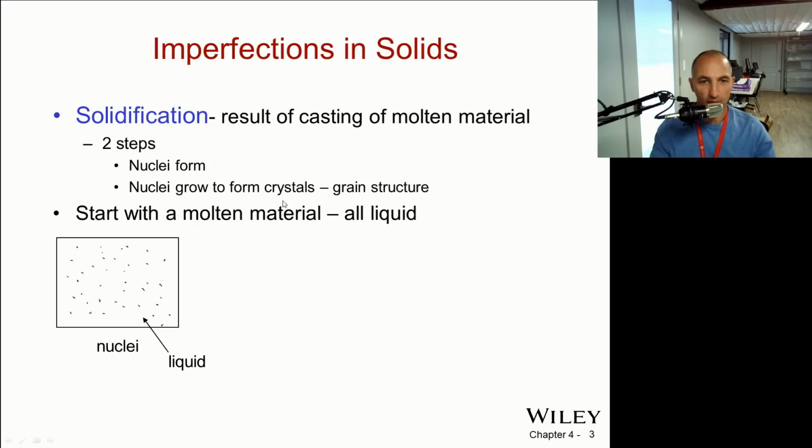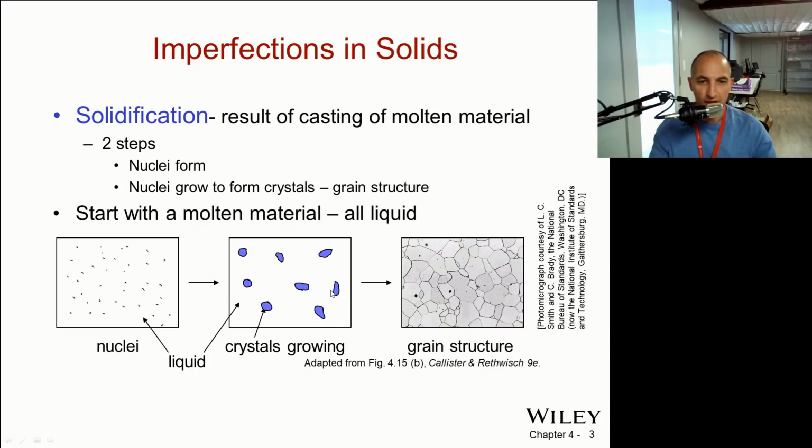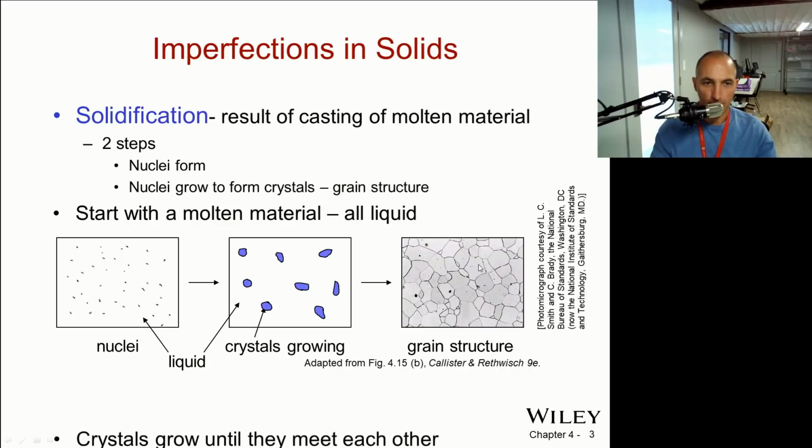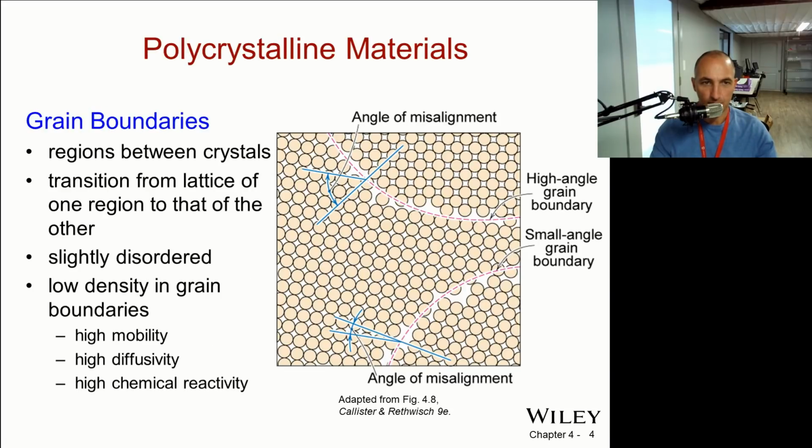So we start with molten material, all liquid, and a few nuclei. Then those nuclei start to grow out of the liquid molten into these solid crystallites. And finally, the crystals all consolidate together and run into each other, at which point there is no liquid molten left. And each one of these grains is a single crystal that is a different orientation. So the crystals grow until they meet each other.